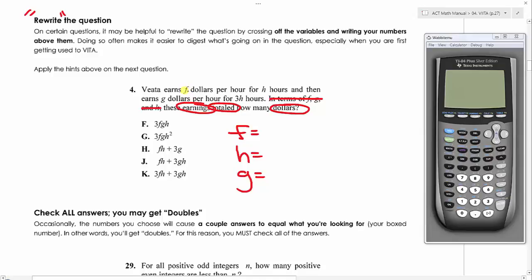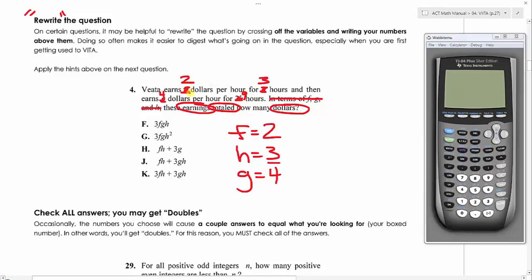And now we're going to start throwing in some numbers. So let's say F is 2, let's say H is 3, and let's say G is 4. So she is earning $2 per hour, and this is what I mean by reading it. That's a pretty bad wage, but she is earning $2 per hour for 3 hours, and then earning G dollars per hour, which was 4, for 3H, and since we threw in 3 for H, this is going to become 9 hours. And that's exactly what I mean by rewriting the question.